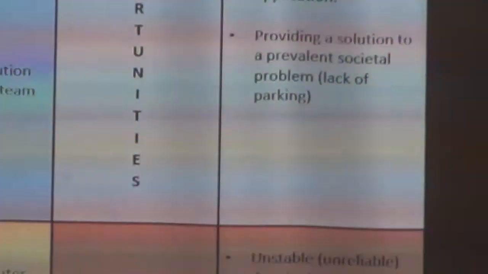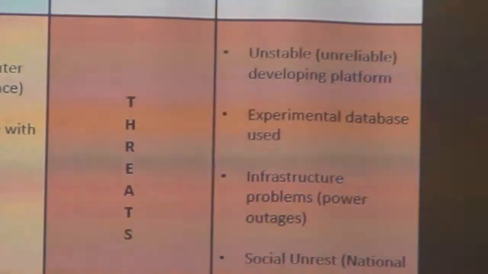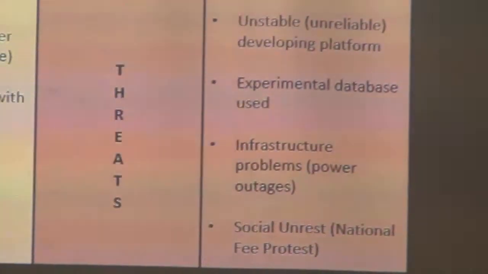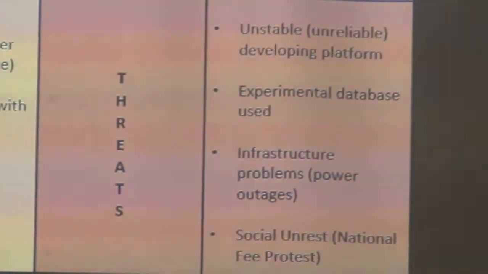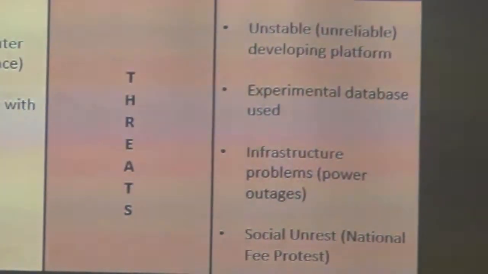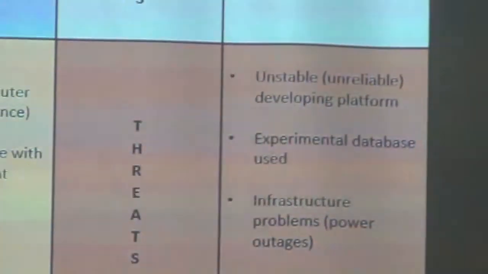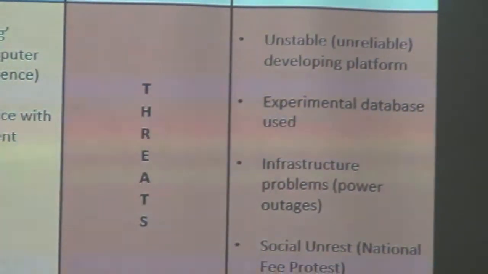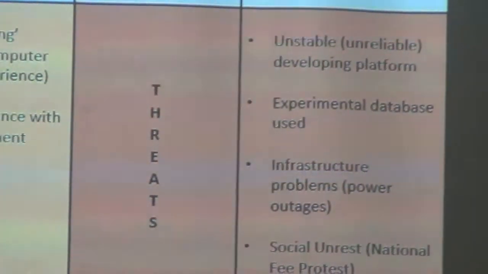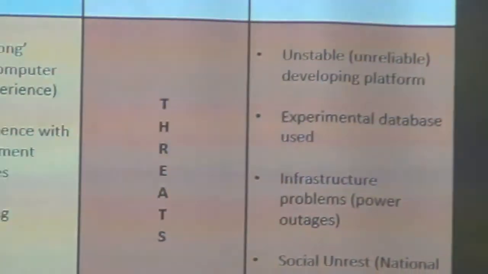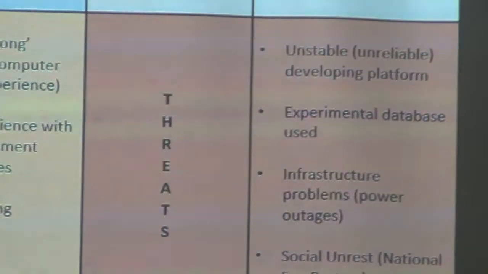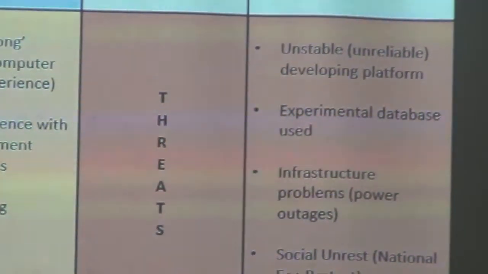Our threats were an unstable or unreliable development platform. MIT did prove to have quite a few challenges. We were using an experimental database, and we had some infrastructure problems, power outages and such, and then we had social unrest during Sprint 4, which was the national food protest. That's about the SWOT analysis. I will now hand over to Amanda to take you through the Kickstarter campaign.